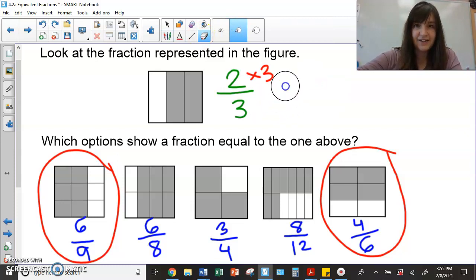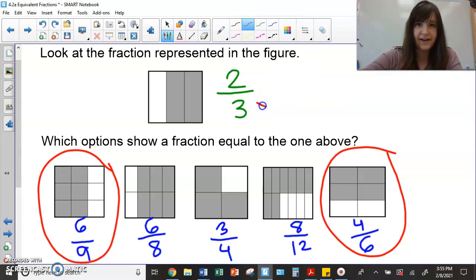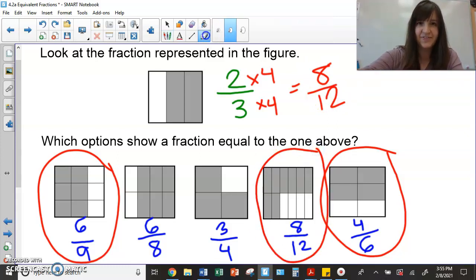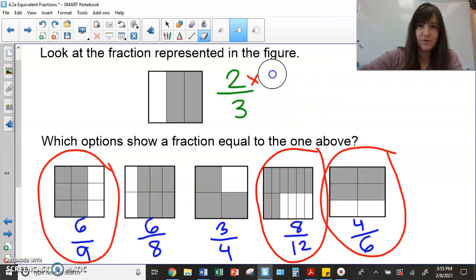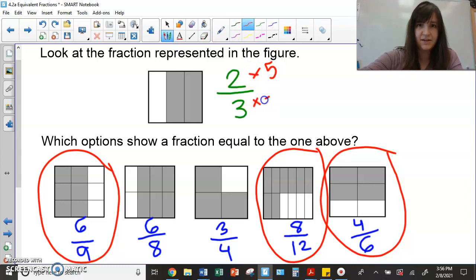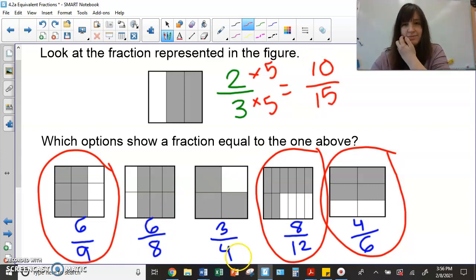Now I'm going to try that again, and I'm going to multiply by 4ths, and I get 8/12. And sure enough, here's that fraction represented right here. Then I'm going to do it one more time and multiply it by 5ths. 2 times 5 is 10, and 3 times 5 is 15. I don't notice any denominators that are larger than 15. So 10/15 is an equivalent fraction, but it's not one of my choices down here.